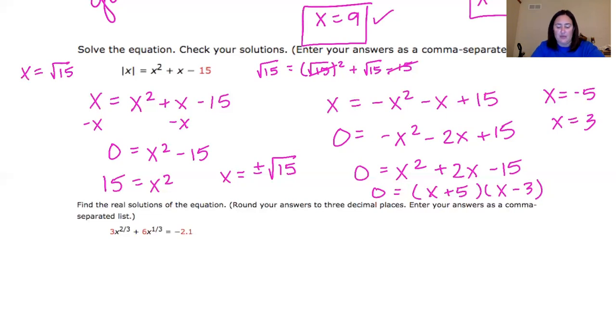We have to do the same with the negative square root of 15. Absolute value of negative square root of 15, again, is square root of 15.